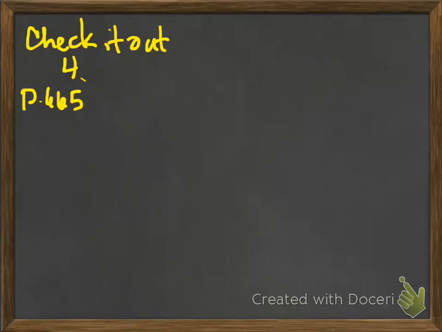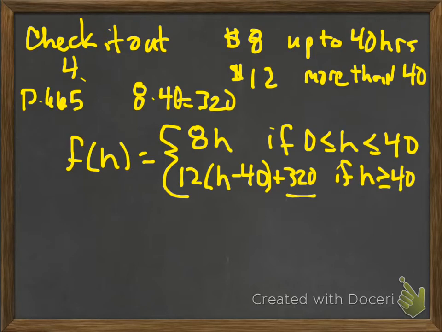Alright, so now we're down to the last part, looking at a word problem. Look at the Check It Out number 4 on page 665. It's kind of at the bottom. It talks about somebody that's making $8 an hour when they work 40 hours a week. Anytime over 40 hours, they get $12 an hour. And they want you to write a function that would show that and then try to graph it. So let's do that.